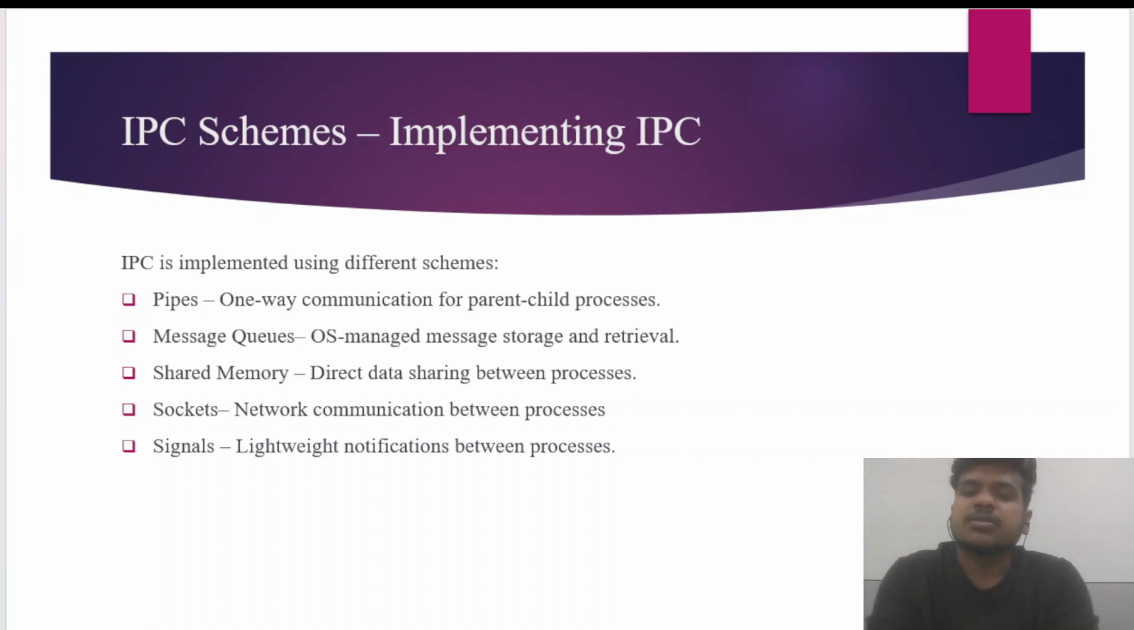Then we have sockets, two processes communicating over a network. It is used for process communication over a network, that is, between different computers. Example: a web application, where a browser and a web server communicate over TCP/IP sockets. Then we have signals, a process sending a signal to another process, for example to terminate it. A lightweight way to send notifications between processes. An example is the kill command in Linux, which sends a signal to terminate a process.